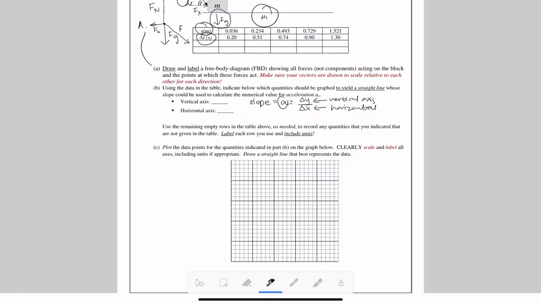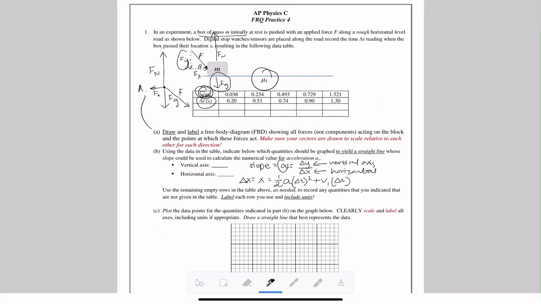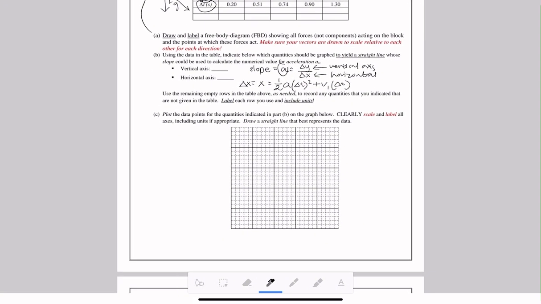Well, we know the displacement formula, which is delta x, but we can just put x instead because that's what the problem gives us. x equals 1/2 A t squared, but since we're given delta t, we can just write that, and then plus Vi t. Now here we're told the box of mass m is initially at rest, so Vi is equal to 0. So this whole term is equal to 0, and we can just take this equation.